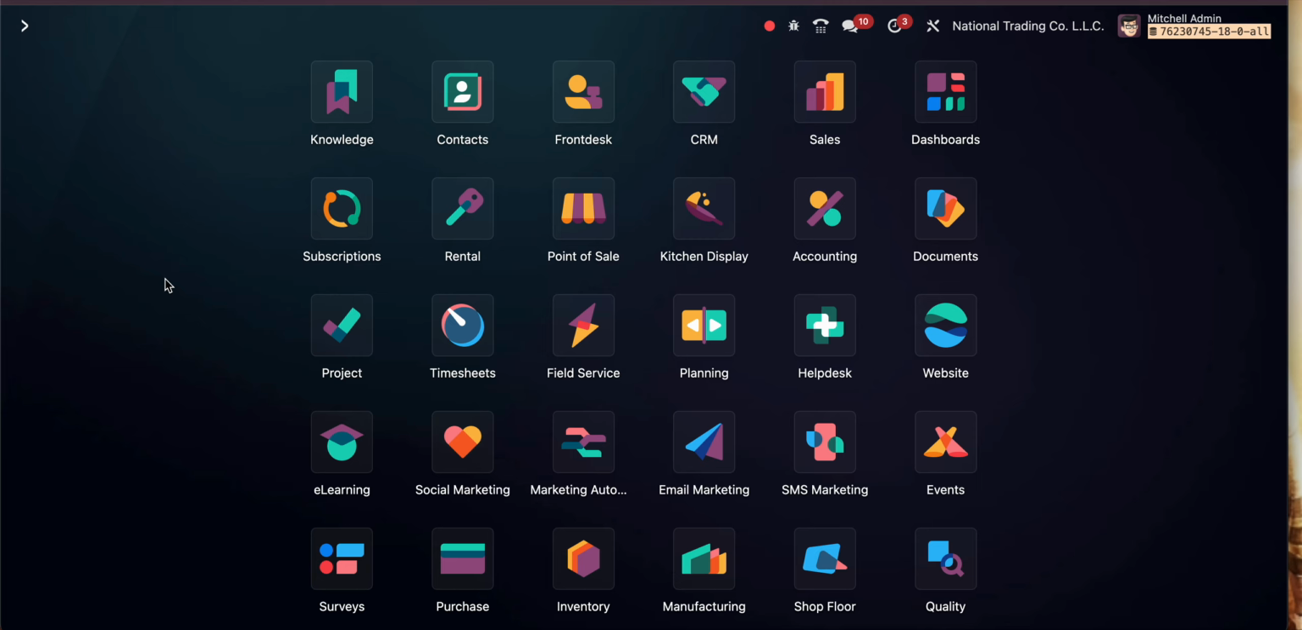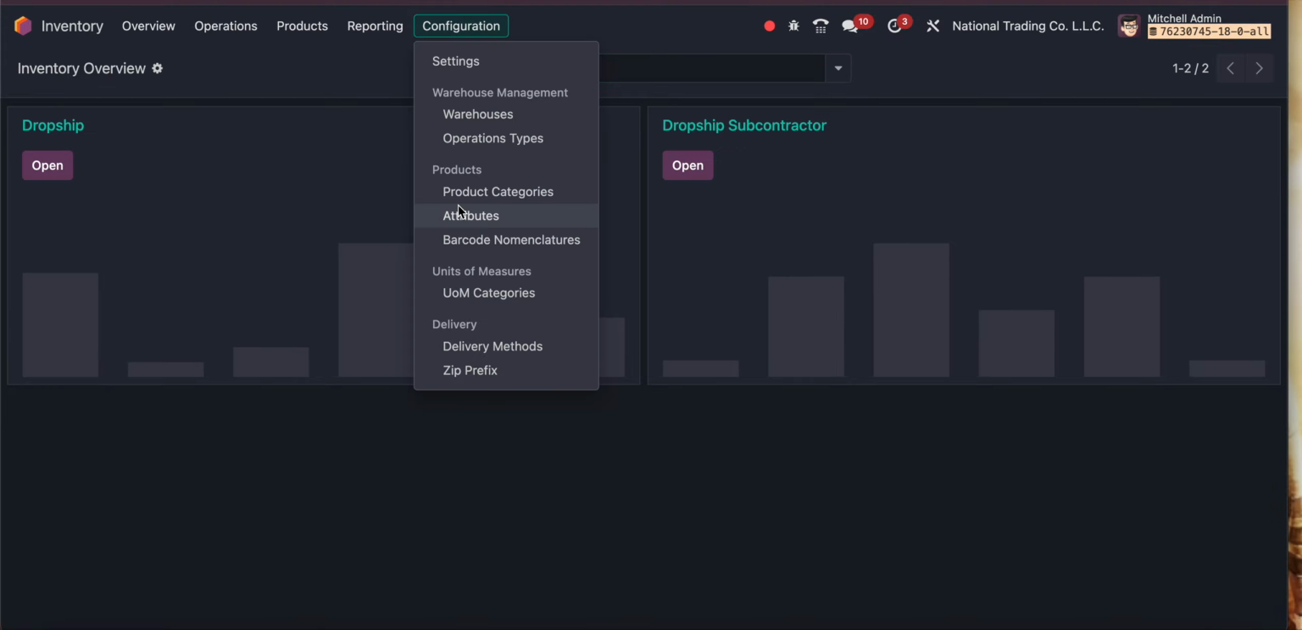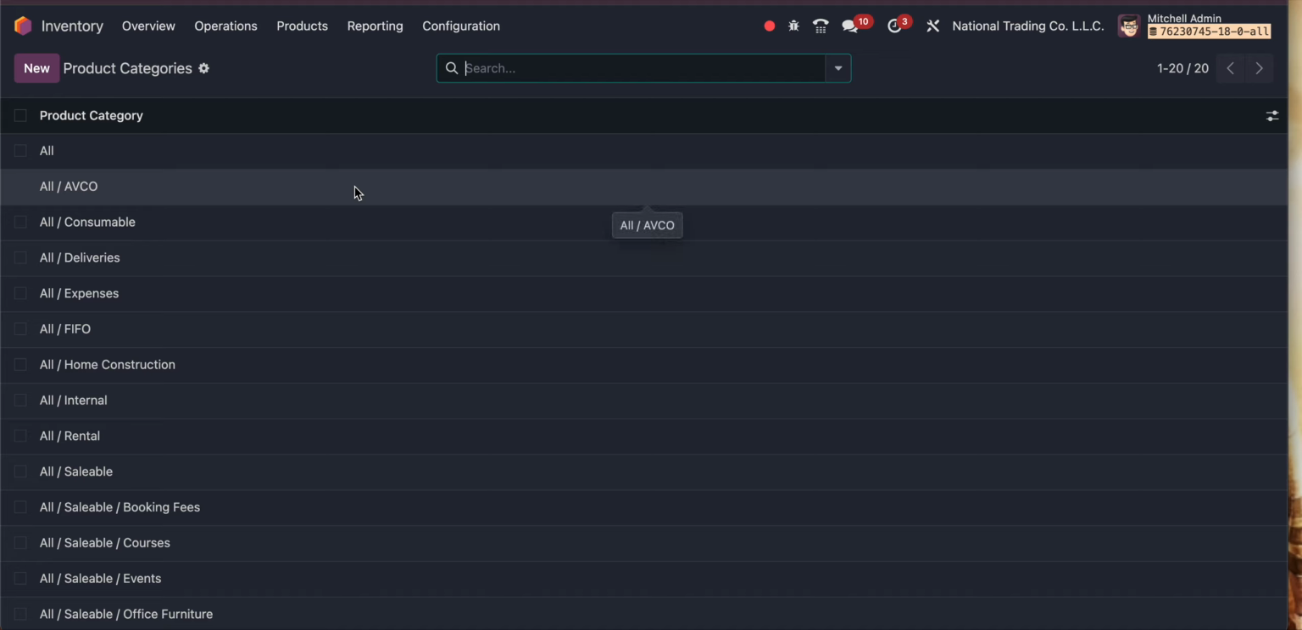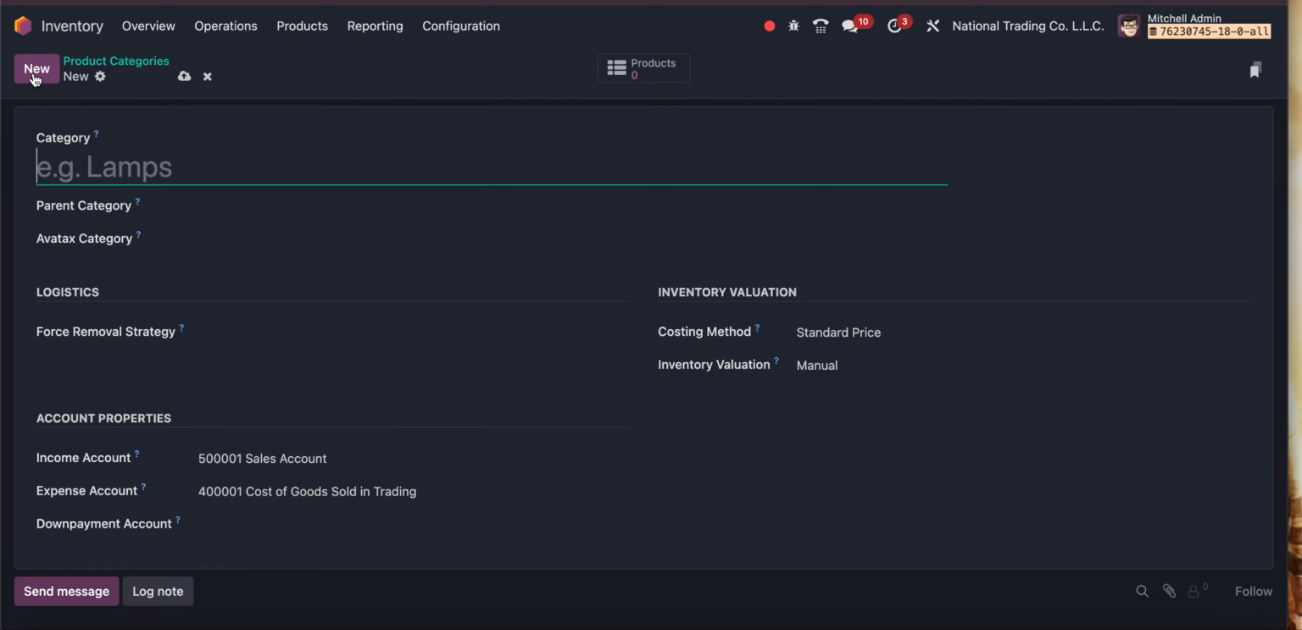So let's see quickly how you can configure a product category for trading inventory items. For that I just take you to the inventory module straight away. From the inventory module you have to access the configuration from the top console, and go to the product categories option. Once you are in the product category page, the first thing you have to do is create a new product category using the new button available at the top left corner of your screen. So just click on the new button.